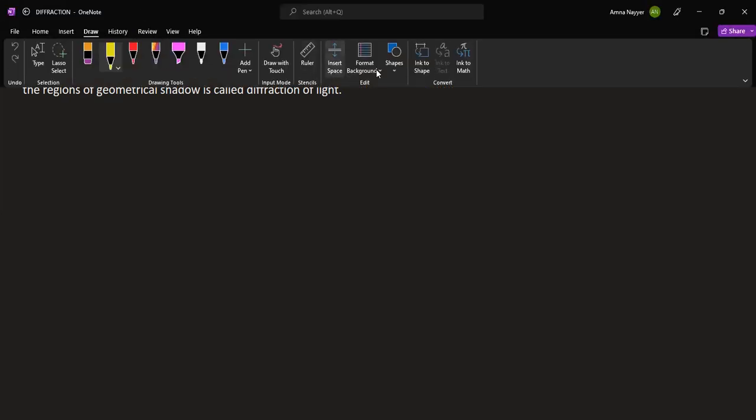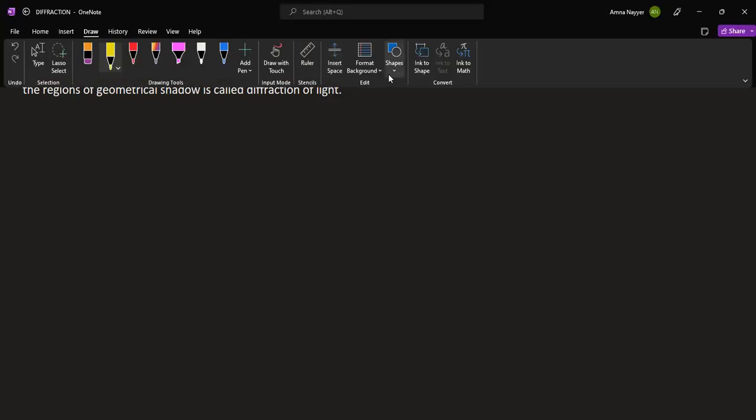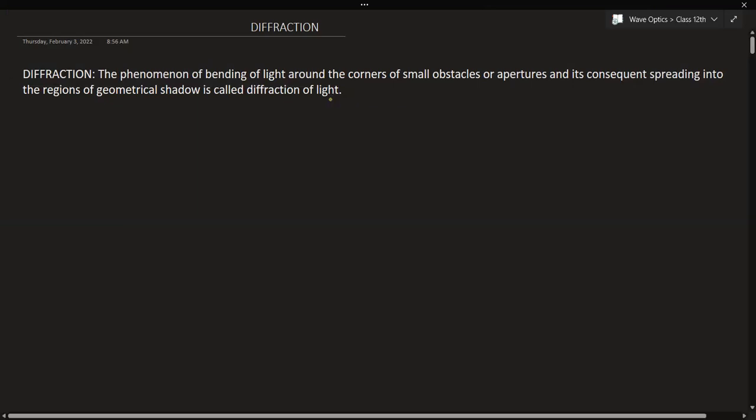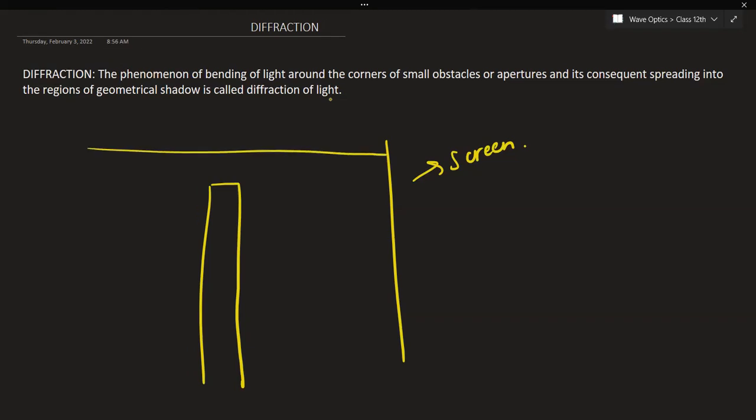Let's say I have taken a screen here. And here I have taken some opaque block. This is totally opaque. Now light is passing. So when the light passes through here, it will reach. When the light passes through here, it will reach. All these lights will reach.